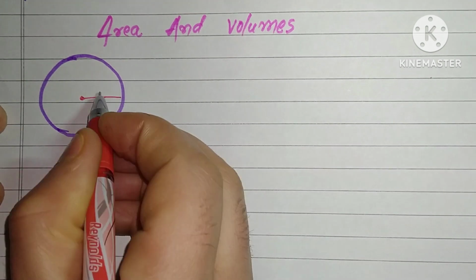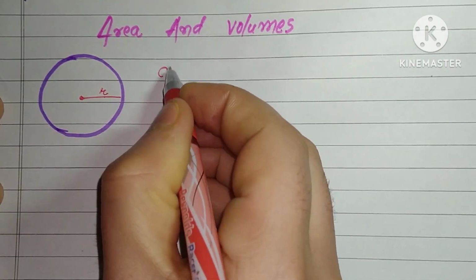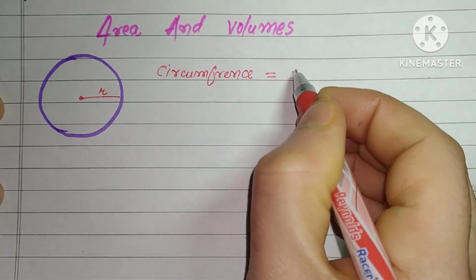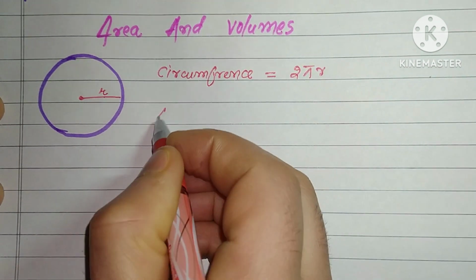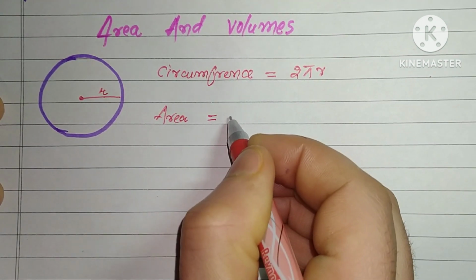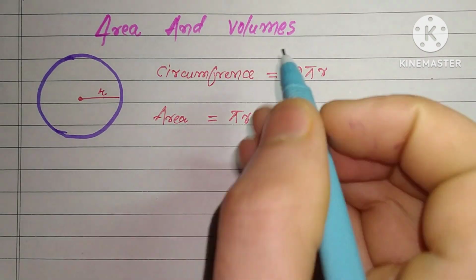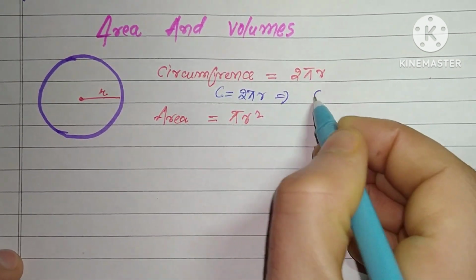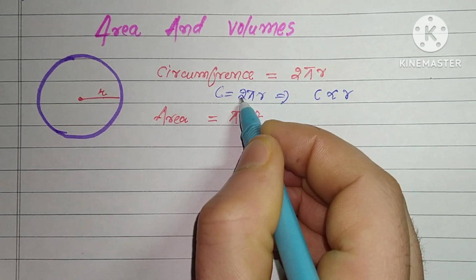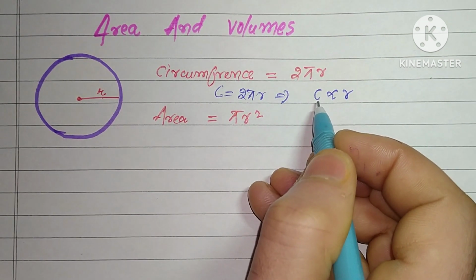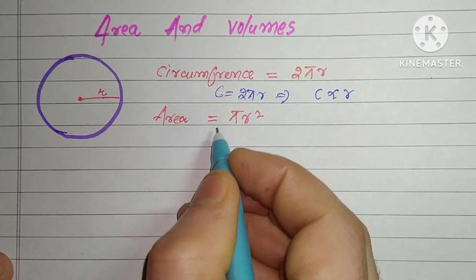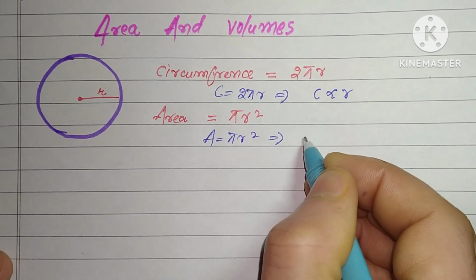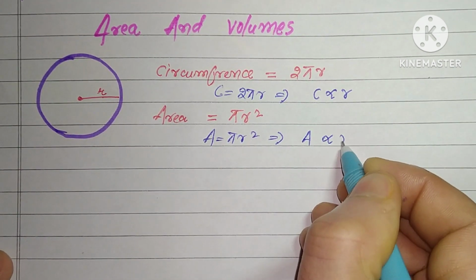If r is the radius of the circle, then the circumference of the circle will be 2 pi r and the area of the circle will be pi r square. Here circumference is 2 pi r, which implies circumference is directly proportional to radius because 2 is constant and pi is constant. Area is pi r square, which implies area is directly proportional to radius square.